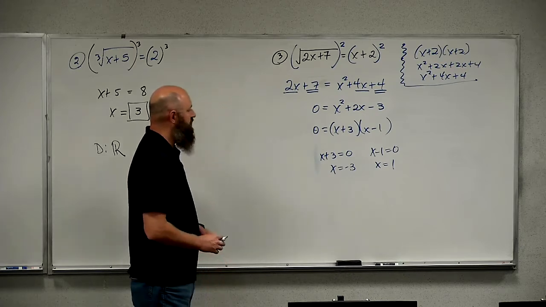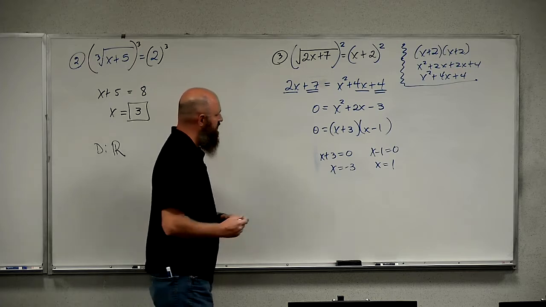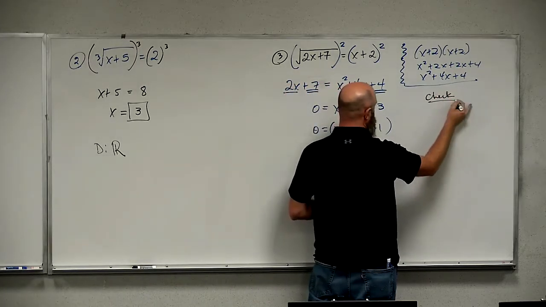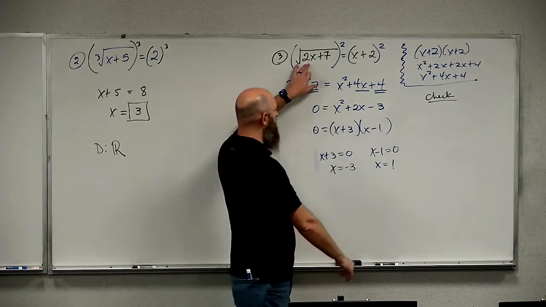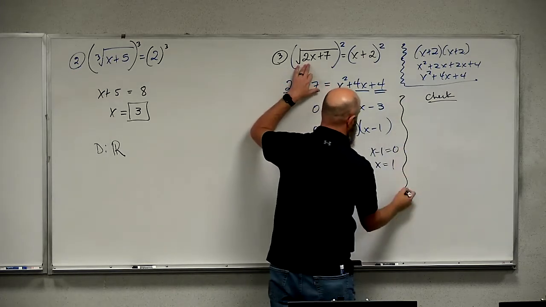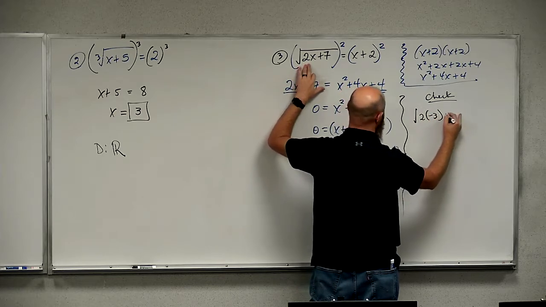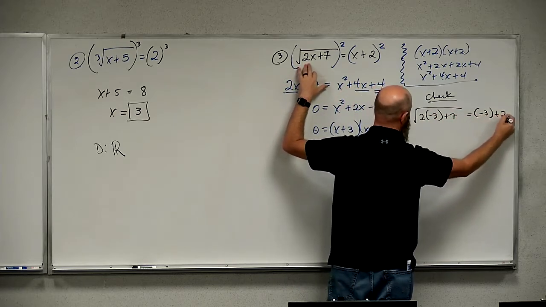All right, so now we need to check those answers. Again, we're going to take those and plug them back into the original, one at a time. So I'm going to do my check over here. For my first one, I need to plug in -3. So again, I'm just going to separate this. 2 times -3 plus 7 equals the square root of -3 plus 2.